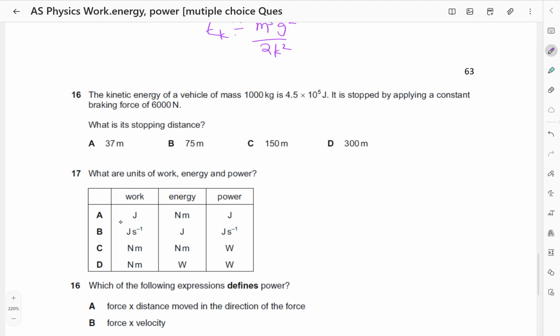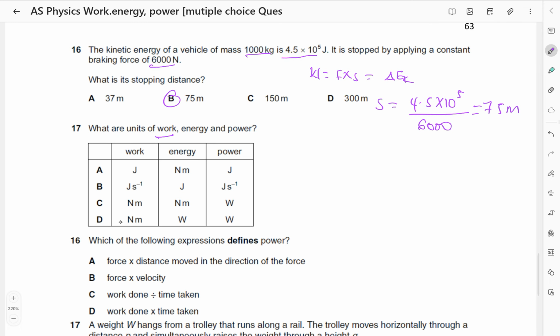The kinetic energy of a vehicle of mass 1,000 kilograms, I think we have answered this question, is 4.5 times 10 power 5. It is stopped by applying a constant force of 6,000 newtons. What is its stopping distance? We have just mentioned that work done is equal to force times distance, which is the change in kinetic energy. So the stopping distance S is going to be the change in kinetic energy, 4.5 times 10 power 5, divided by the force, which is 6,000, which gave us 75 meters. So the answer was B.